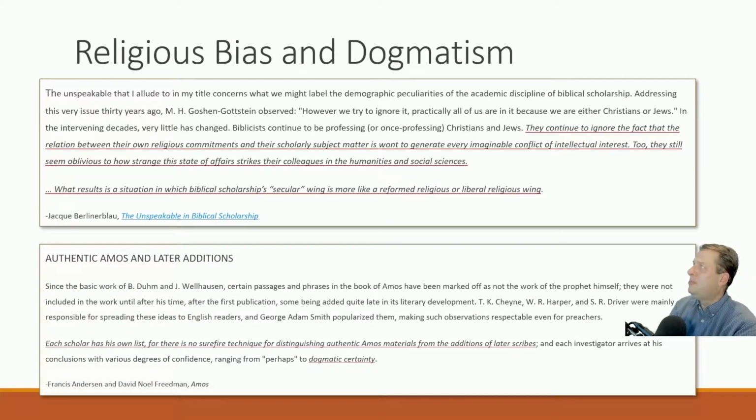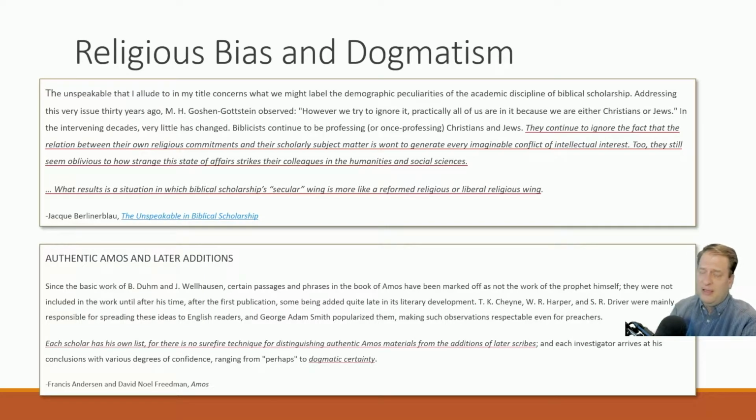Biblicists continue to be professing, or once professing, Christians and Jews. They continue to ignore the fact that the relation between their own religious commitments and their scholarly subject matter is wont to generate every imaginable conflict of intellectual interest. Too, they still seem oblivious to how strange this state of affairs strikes their colleagues in the humanities and social sciences. What results is a situation in which biblical scholarship's secular wing is more like a reformed religious or liberal religious wing."